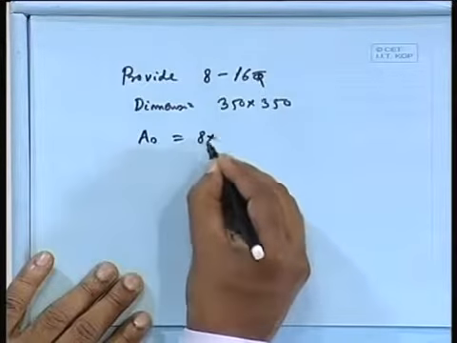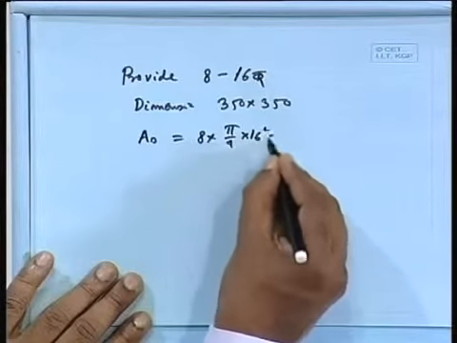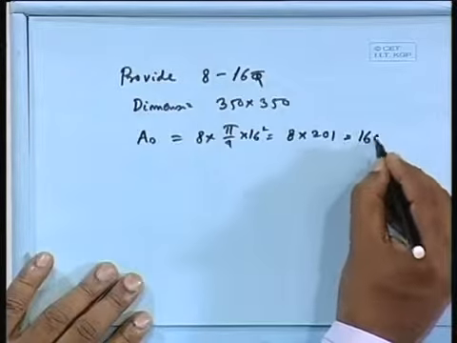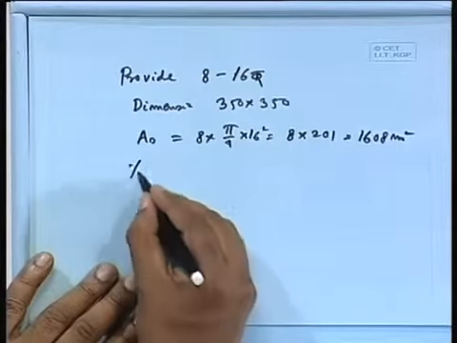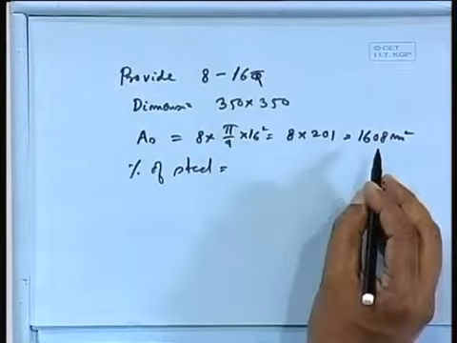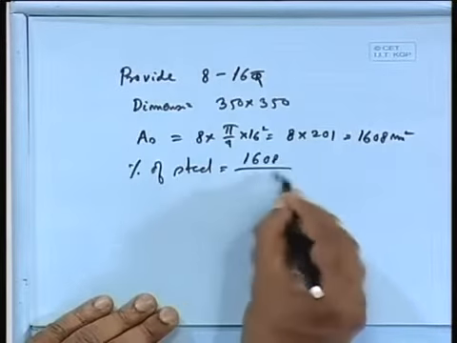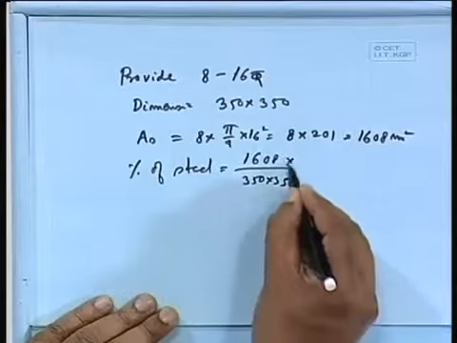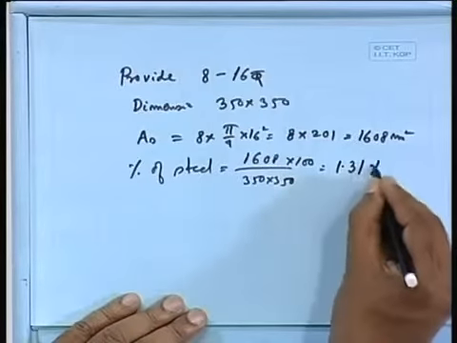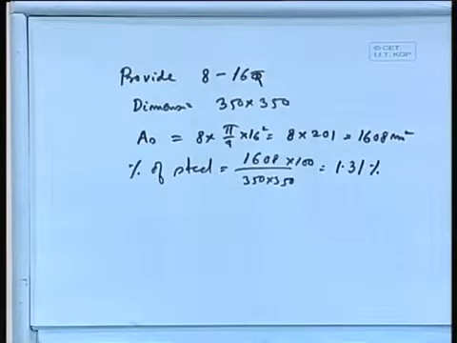AS equals 8 times the bar area, 1608. So the percentage of steel we are getting here is 1608 by 350 by 350, which means we are going to 1.31 percentage. So in that case we are going up to 1.31 percentage.